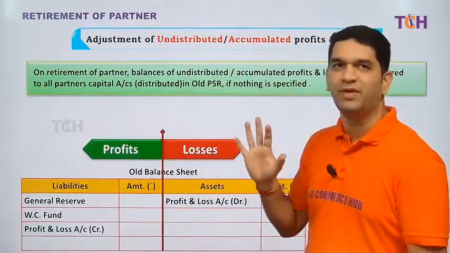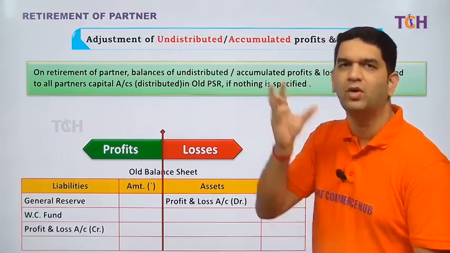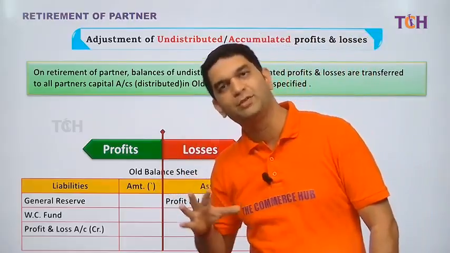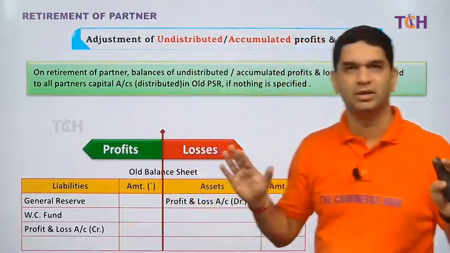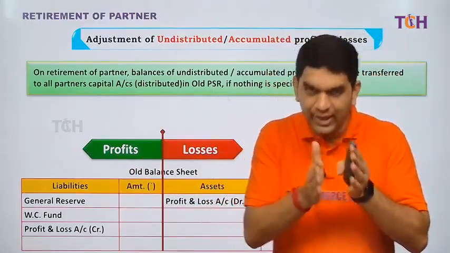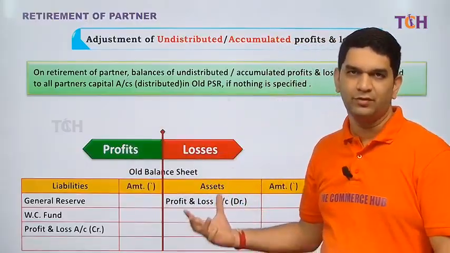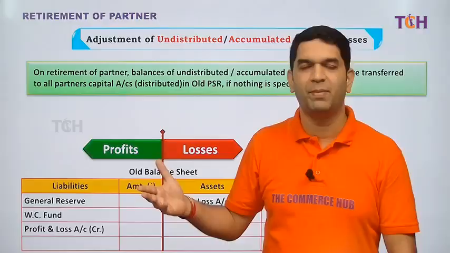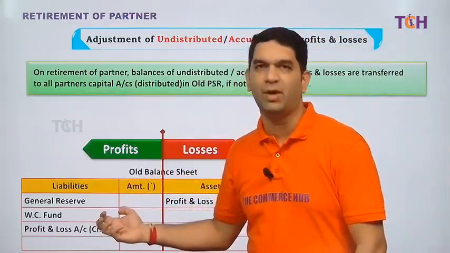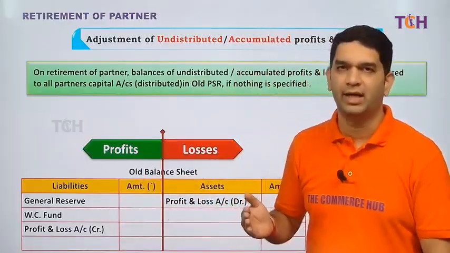If nothing is specified, and if anything is specified for some particular reserve or fund or any amount, we will do accordingly. But if nothing is specified, we'll transfer it to all the partners. That is before retirement, we're going to do it. Because the retiring partner also will be having a share in this. He has worked for so many years with other partners. So before retirement, he is going to get his undistributed amount, that can be profit or loss. He is going to get it and then we will retire him.